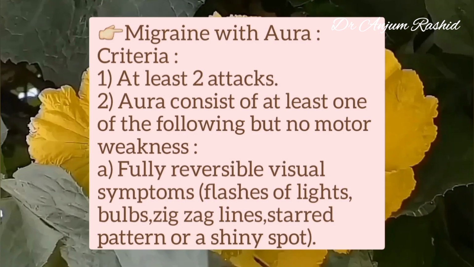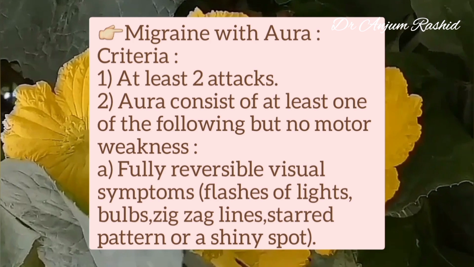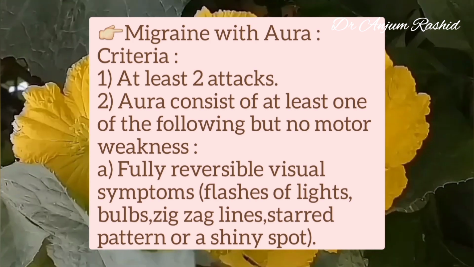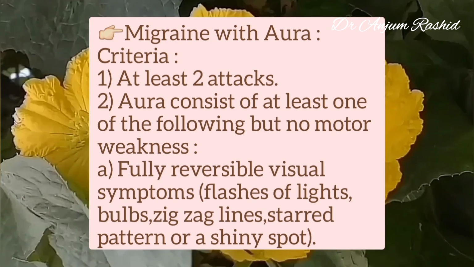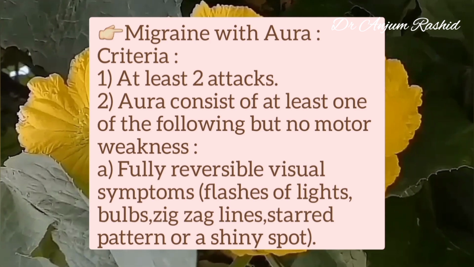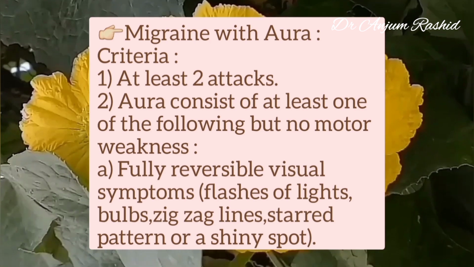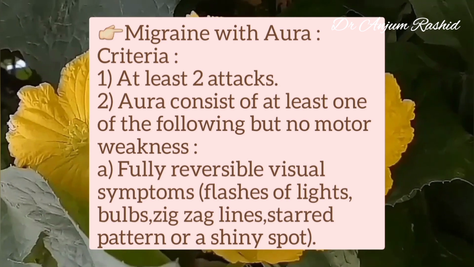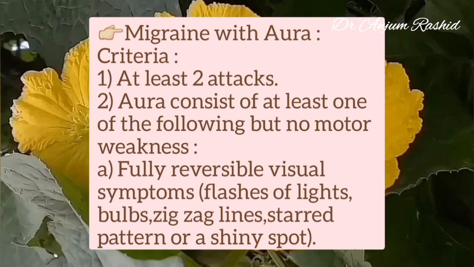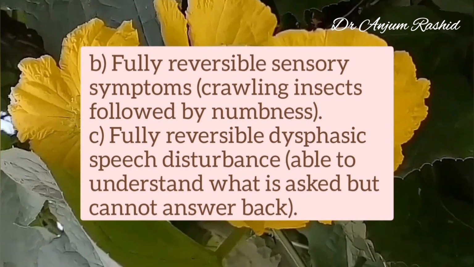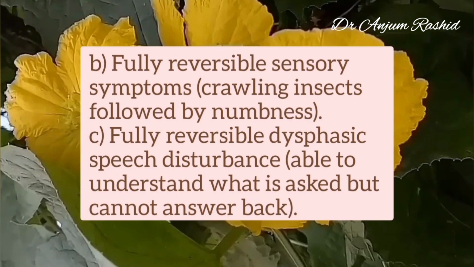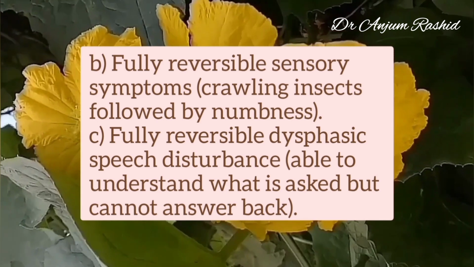Next is migraine with aura. Following criteria should be present. 1, at least 2 attacks should be there. 2, aura consists of at least one of the following, but no motor weakness. A, fully reversible visual symptoms such as flashes of light, bulbs, zigzag lines, starred pattern or shiny spot. B, fully reversible sensory symptoms such as feeling of crawling insects followed by numbness.